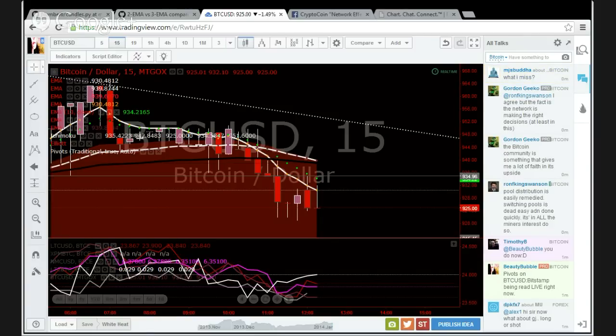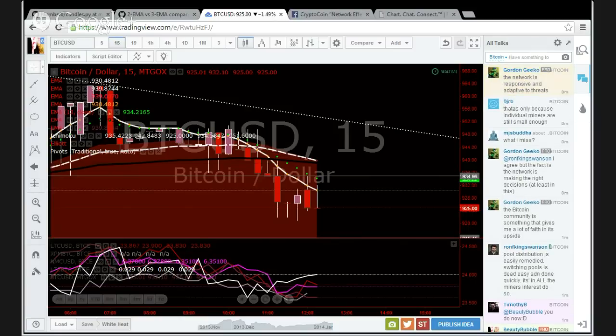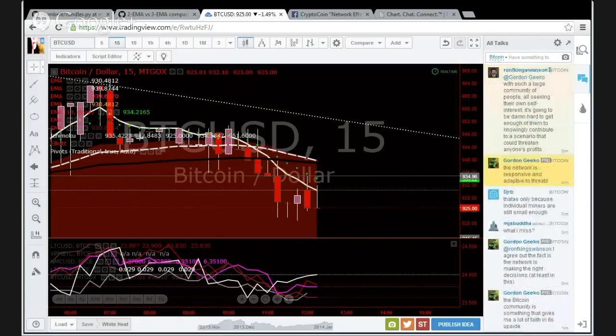Now I'll reread the Bitcoin USD Mt. Gox pair. Your pivot is 922. Your resistance 1, 984. Resistance 2, 1030. That's $1,030. Your support level 1 is 876, and support level 2 is 814. These are very important numbers.